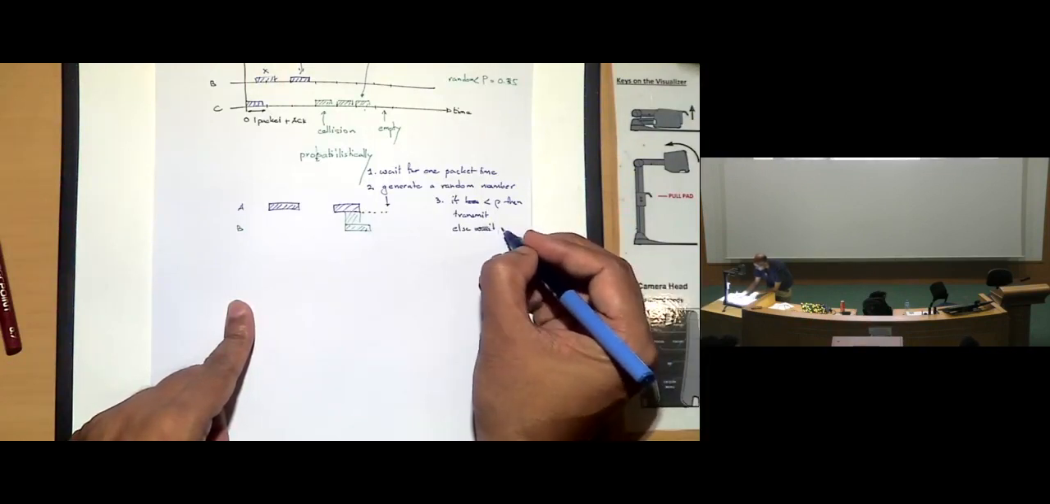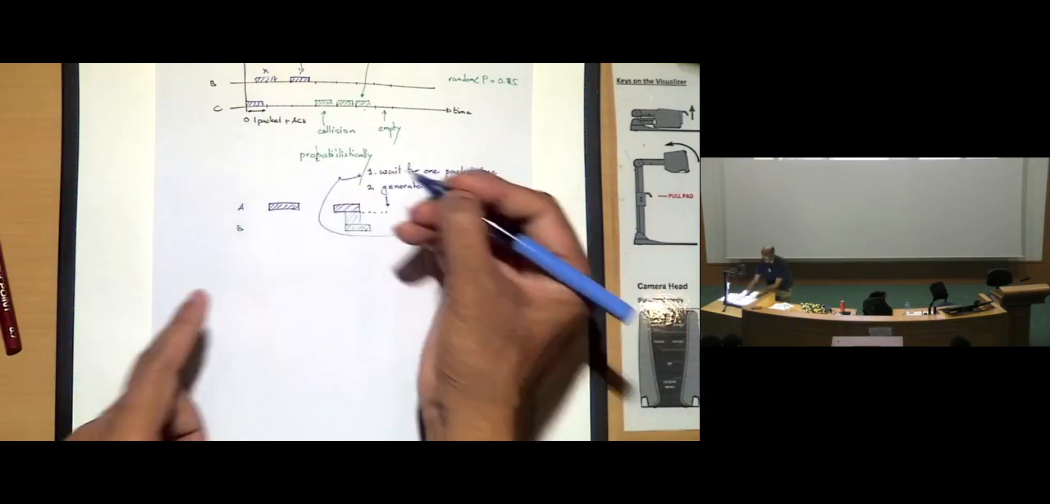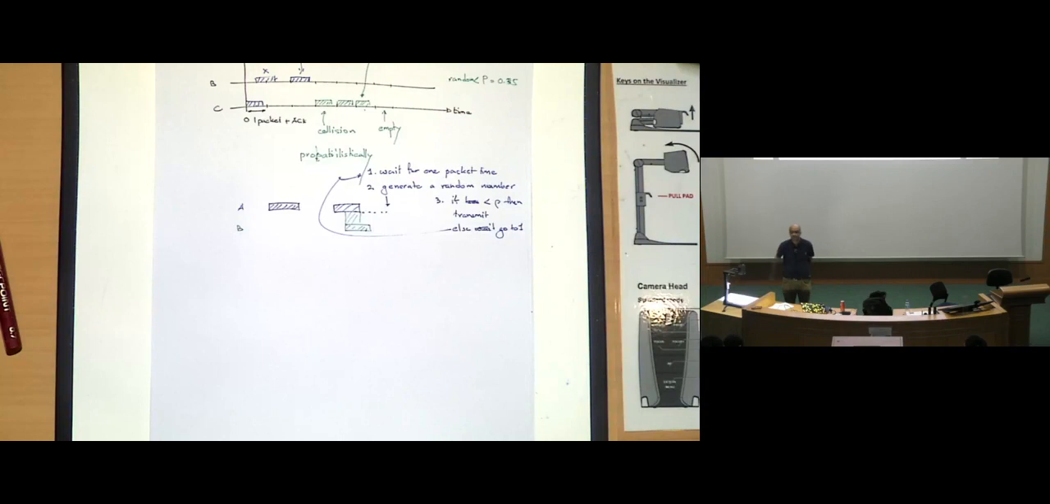Else, let's say, go to 1. So essentially you go back here. You wait for 1 more slot, again repeat. 1 more time unit, and then repeat.